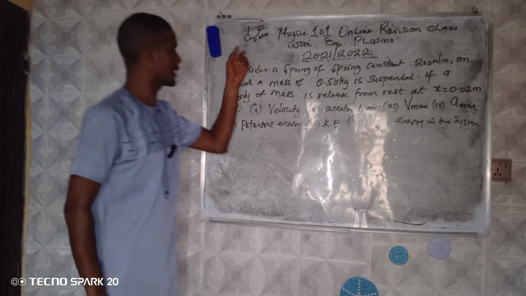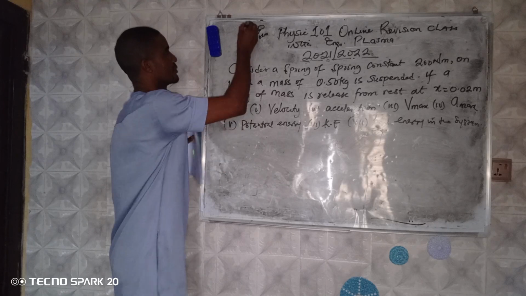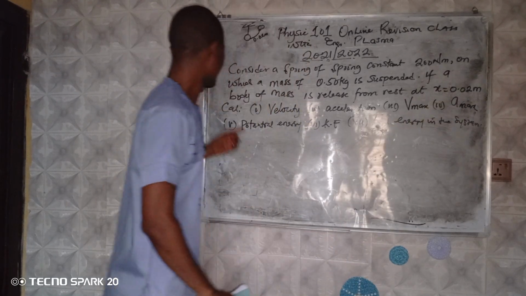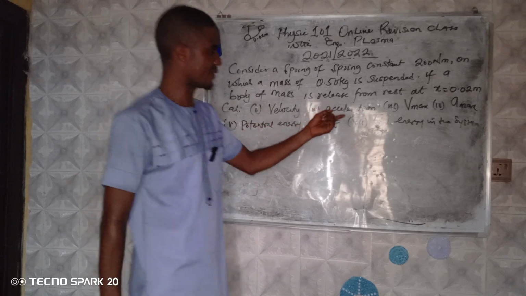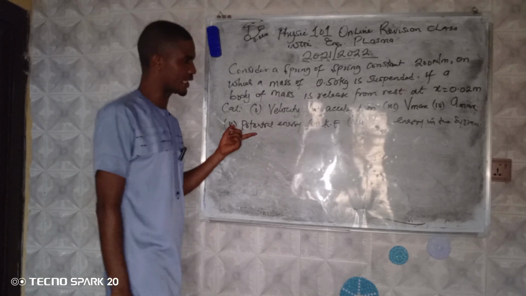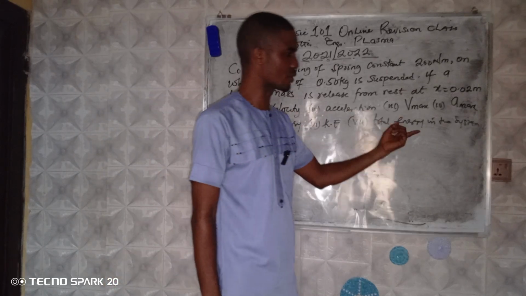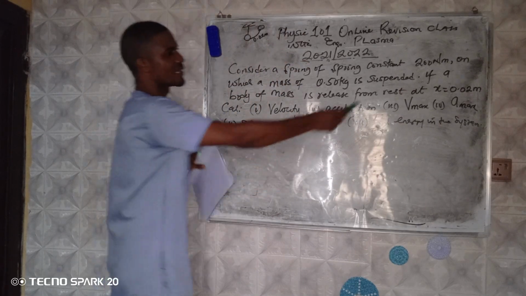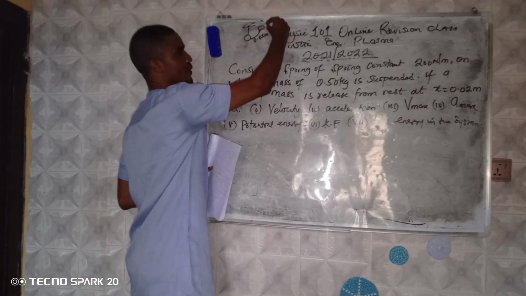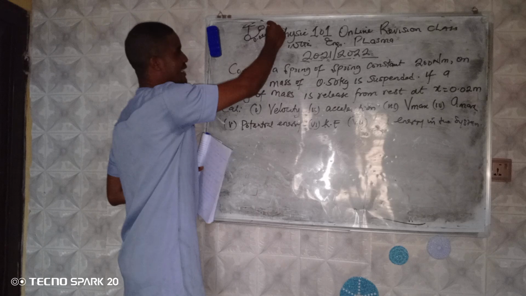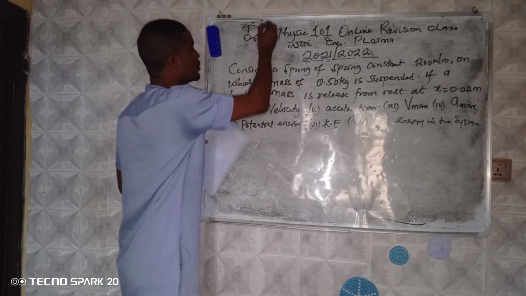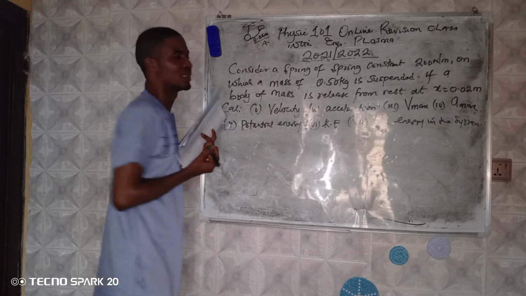I'll still come back to that. It's released from rest at this point. Calculate the velocity, the acceleration, the maximum velocity, the maximum acceleration, the potential energy, the kinetic energy, and the total energy in the system. Now, this value of x, this is your simple pendulum. You raise it to 0.2. That is the maximum displacement you did. And at maximum displacement, we call it what? Amplitude. So this is my amplitude.